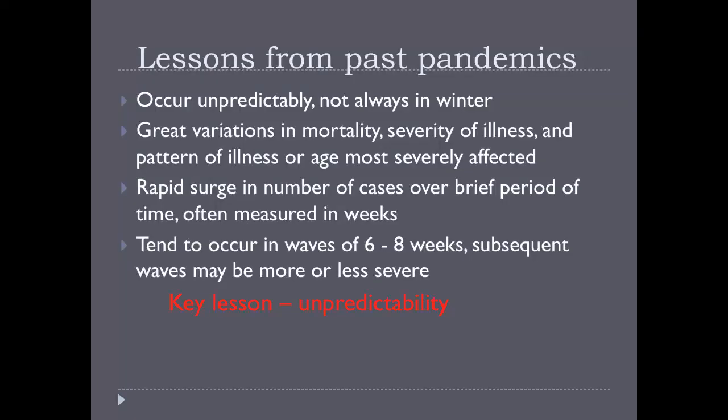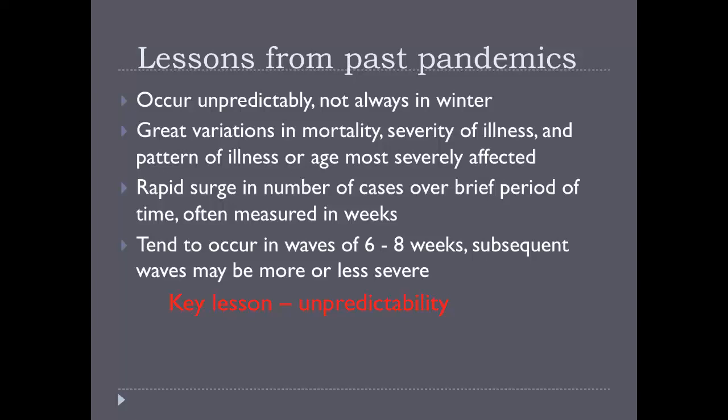So, lessons from the last pandemics. The biggest thing that you realize is they occur unpredictably, and they're not always starting in the winter like common flu does. That's something to be aware of for proper surveillance. If you're looking for these outbreaks, you need to have a good surveillance system in place so that you can determine where it's going to happen.